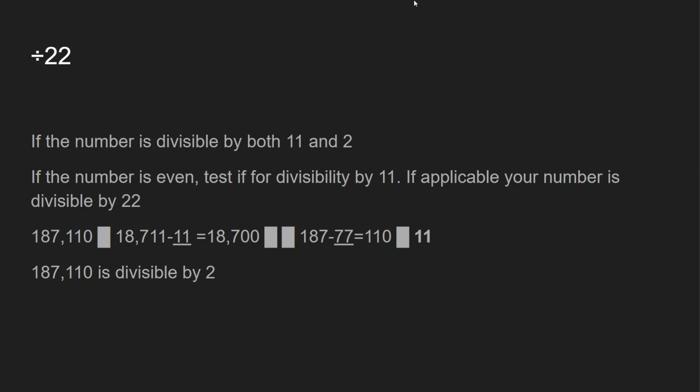Divisibility by 22, well, simply if the number is divisible by both 11 and 2. Of course, 11 is not a factor of 2, and 11 and 2 don't have any shared common multiples. So there you go. For this example here, 187,110 divided by 10 gives us this number, minus 11 gives us this number, divide by 10 twice gives us 187, subtract by 77 gives us 110, divide by 10, 11.